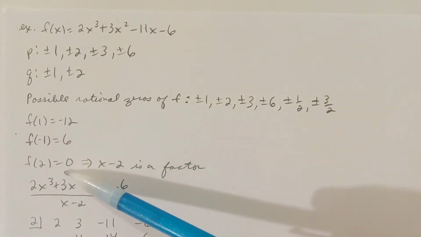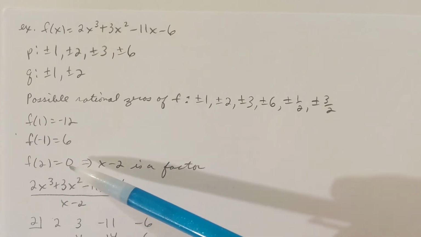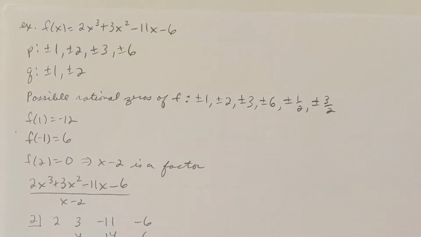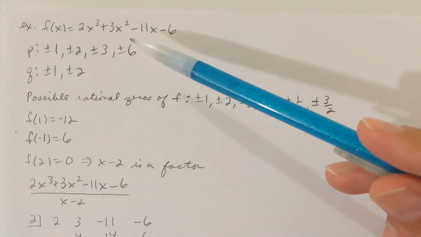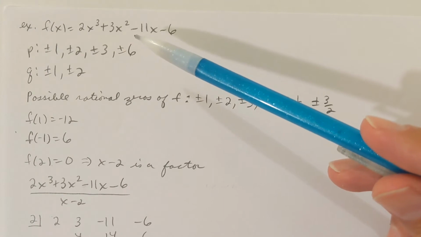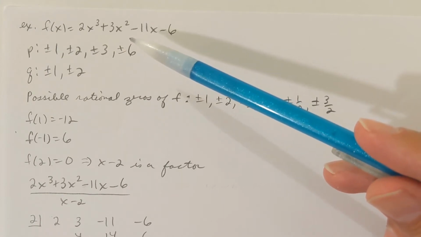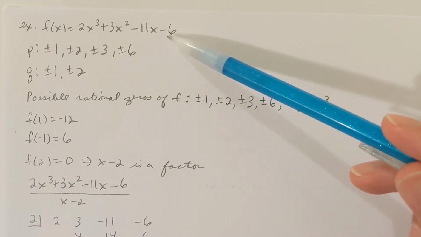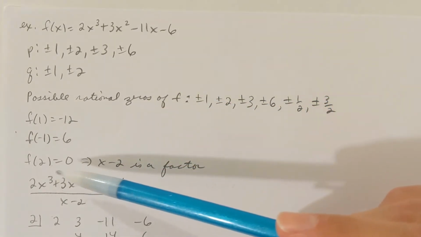Okay, let's try 2. 2 cubed is 8, times 2 is 16, plus 3 times 2 squared is 12, so 16 plus 12 is 28, minus 22 is 6, and then minus 6 is 0. Okay, so 2 is a zero.